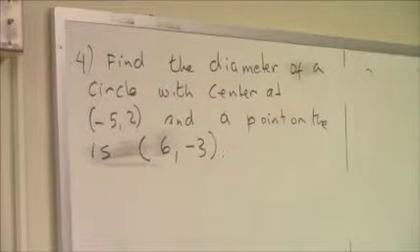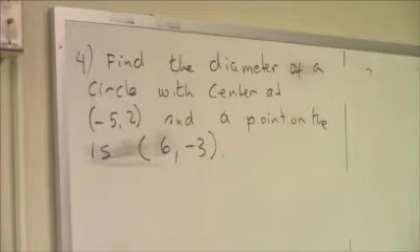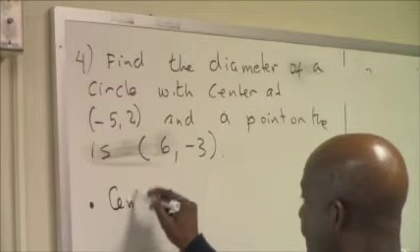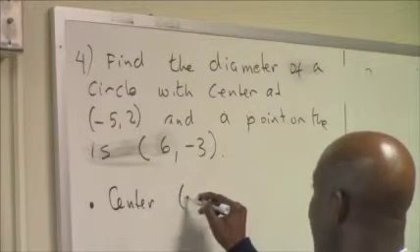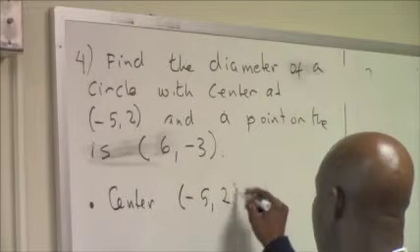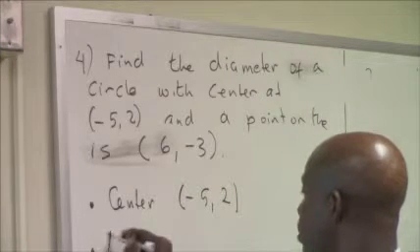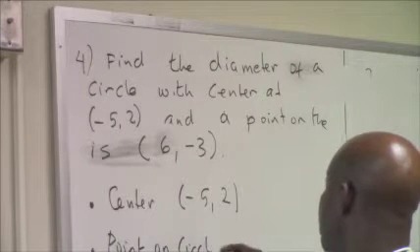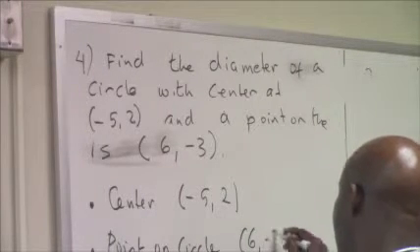Well, again, now let's look at number 4. We are supposed to be finding the diameter of the circle here with center at negative 5, 2, and a point on the circle. So let's start here. We say here our center is at negative 5, comma what? 2. So we have a point on the circle. The point on the circle has coordinates 6, negative 3.